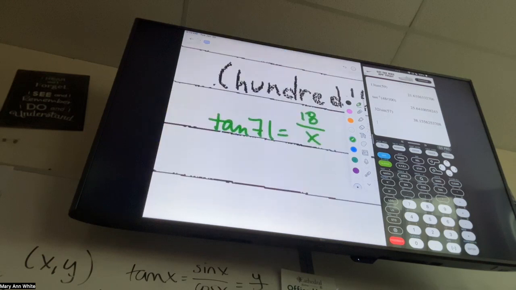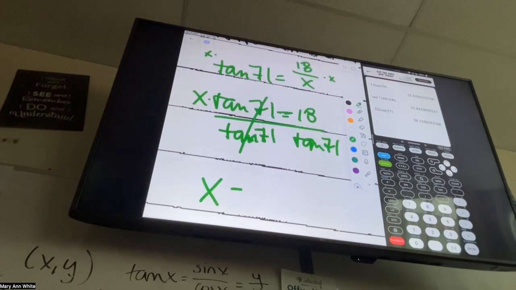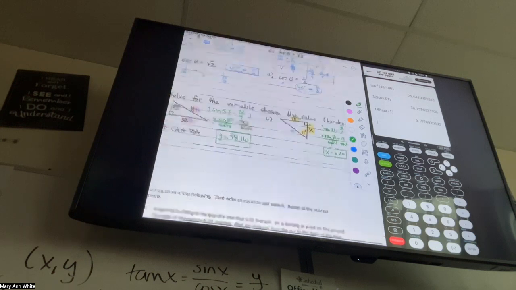Exact same way of solving, multiply by X on both sides. X times tan of 71 equals 18, and then divide by tan 71. 18 divided by tan of 71, and I get 6.220. We doing okay? Okay, let's keep rolling.